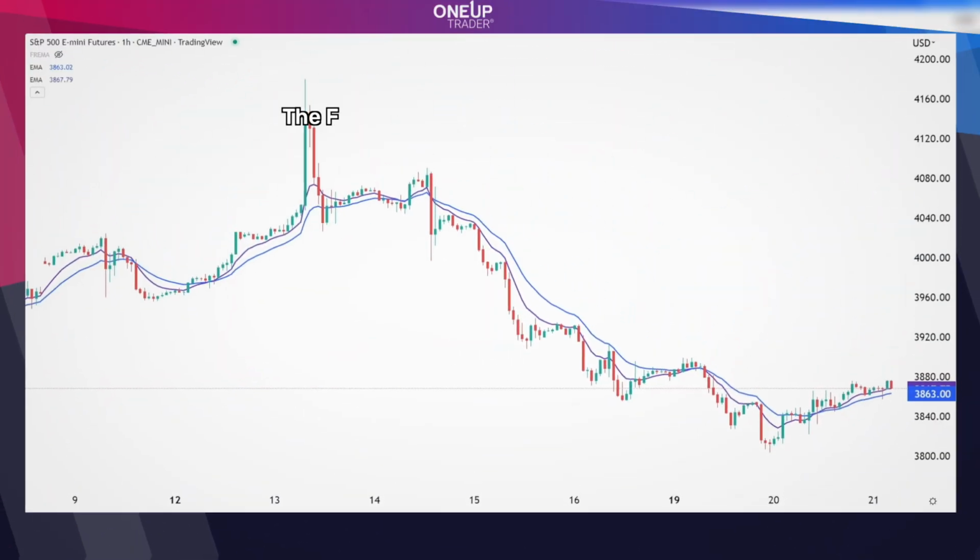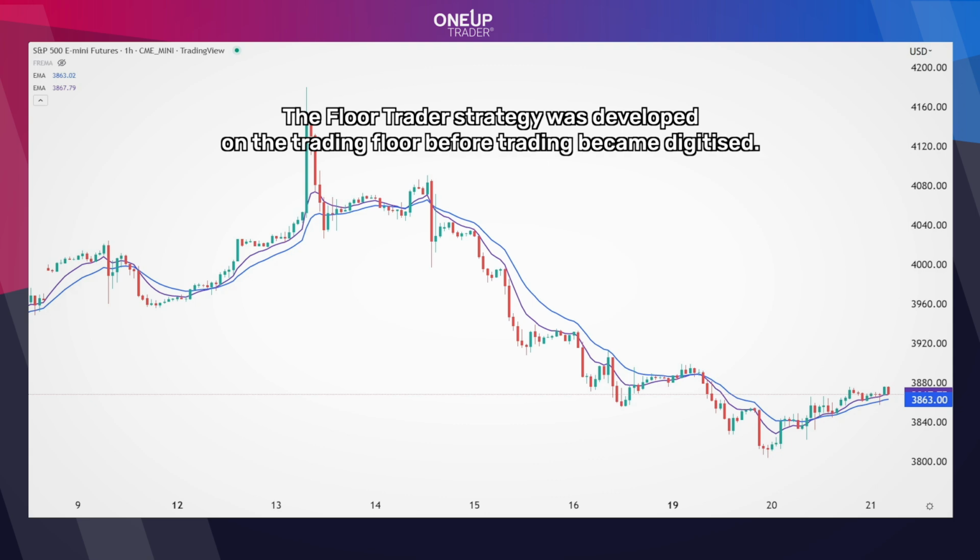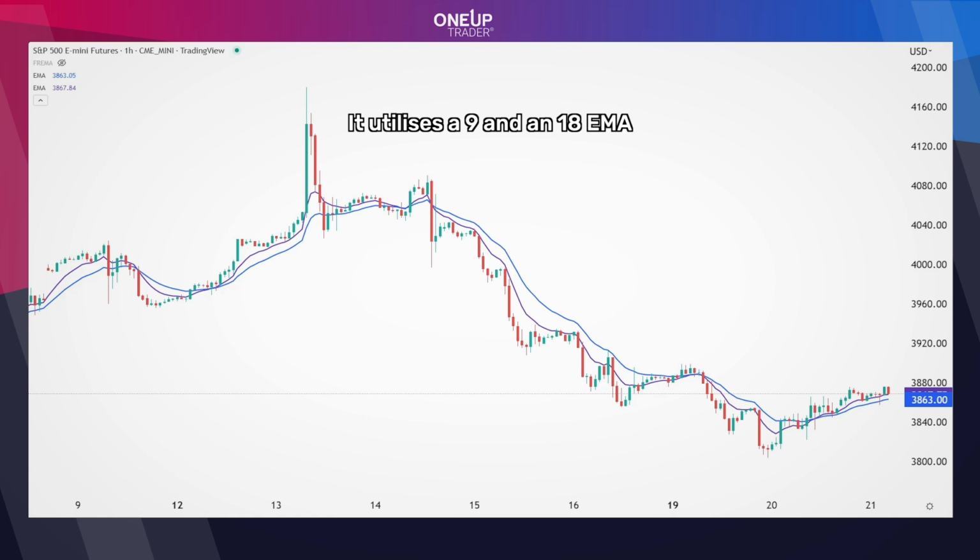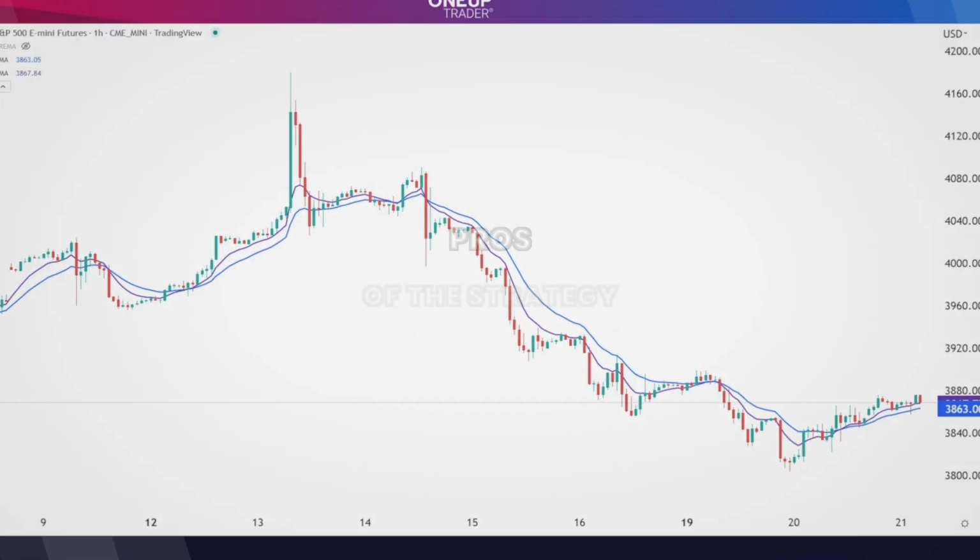First of all, the floor trader strategy was developed on the trading floor before trading became digitized. It utilizes a 9 and an 18 exponential moving average and is a trend following strategy. This strategy is for advanced traders because it requires a high level of discipline and a strict objective view on the markets.